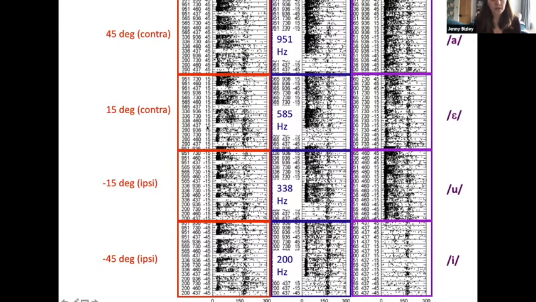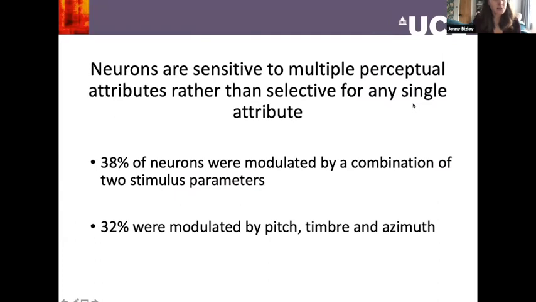So this is just one neuron. It's an example, but it's a very typical one of the sort that we recorded, in that it's modulated quite strongly by all three stimulus dimensions. So this neuron definitely does not pass our tests of being timbre selective. It's sensitive to timbre, but also to pitch and to location in space. And actually, the vast majority of neurons that we looked at fell into this category.